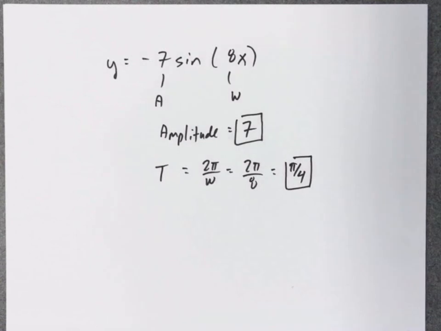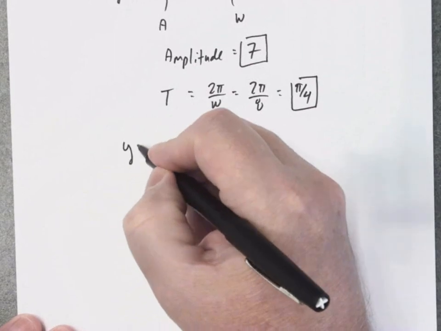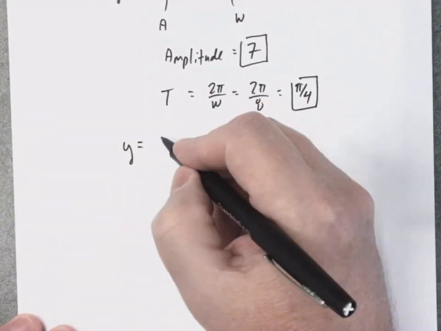So it looks like the period is pi over 4, and once again, there's not going to be any phase shift. A couple more. Once again, these are all, hopefully you find these pretty straightforward.